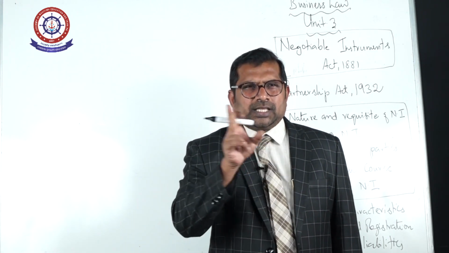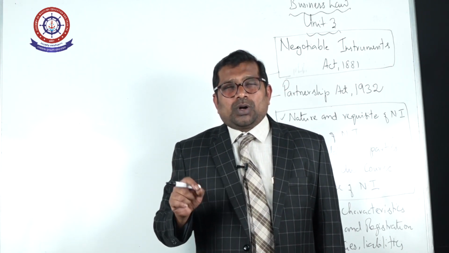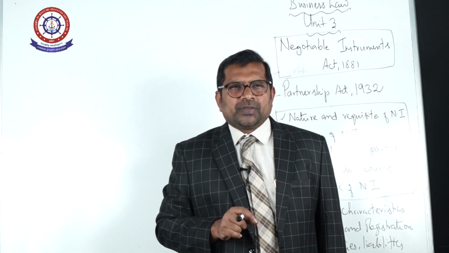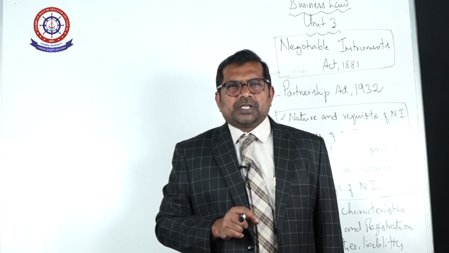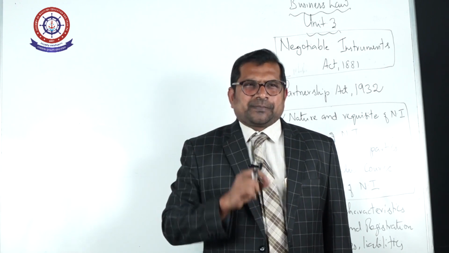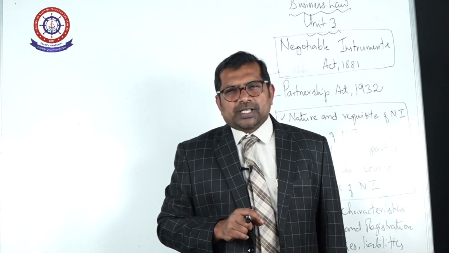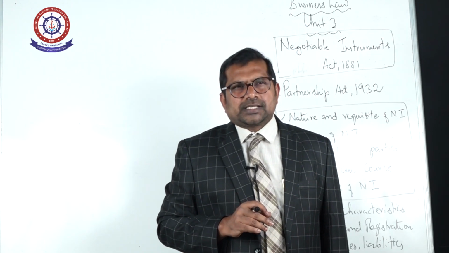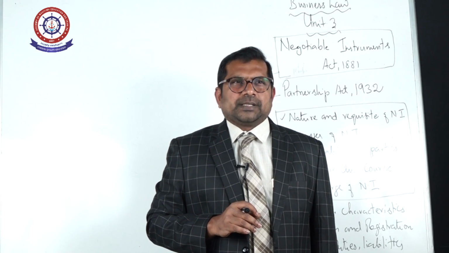So totally three parties. Now what will happen? Y may order X to pay the 10,000. Okay, X to pay rupees 10,000 to Mr. S. Now this will be called as what? Bills of exchange. So totally there are three parties. One party should give the acceptance.